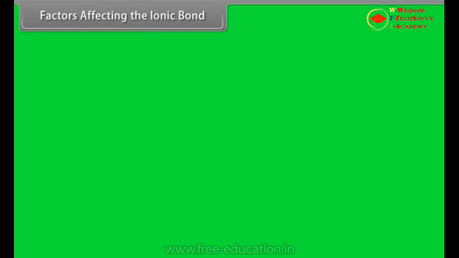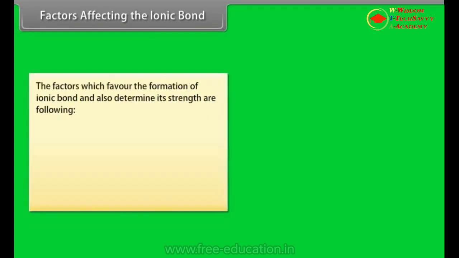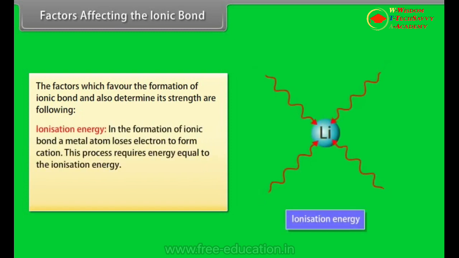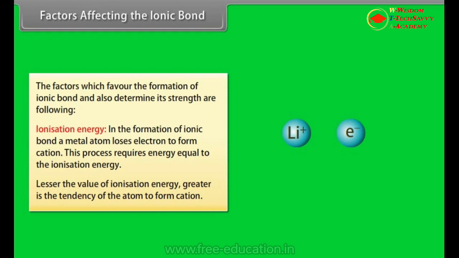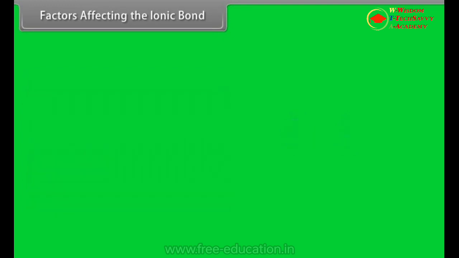Factors affecting the ionic bond. The factors which favor the formation of ionic bond and also determine its strength are the following. Ionization energy. In the formation of ionic bond, a metal atom loses electron to form cation. This process requires energy equal to the ionization energy. Lesser the value of ionization energy, greater is the tendency of the atom to form cation.